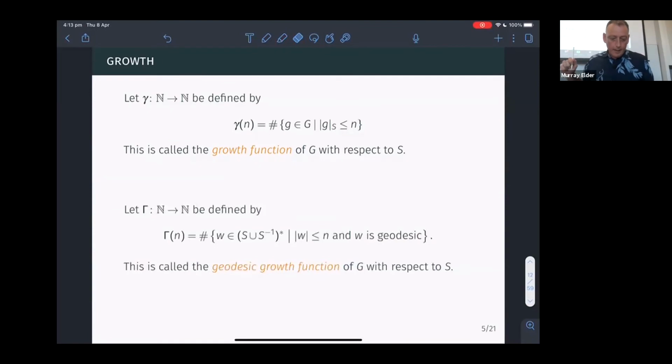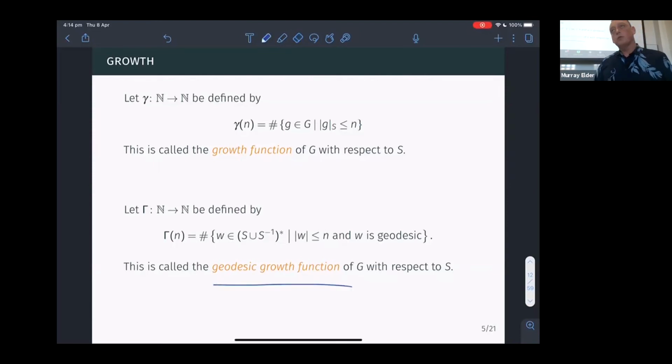Now I have another function, capital gamma, which I call the geodesic growth function. It counts something slightly different. It's the number of words over the generators so that the word has length at most n and the word is a geodesic. So we're counting all the possible geodesics that are out there. It's a bit different from the Pascal's function that Adam was talking about, which was counting the number of different geodesics for a single element. If you added them all up for all elements of length at most n, you'd get a connection there. So that's called the geodesic growth function.